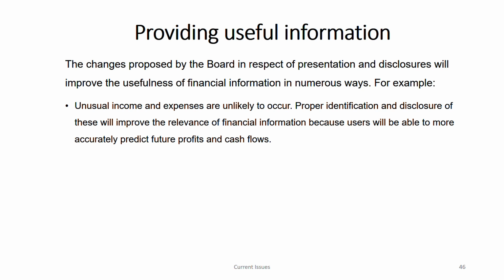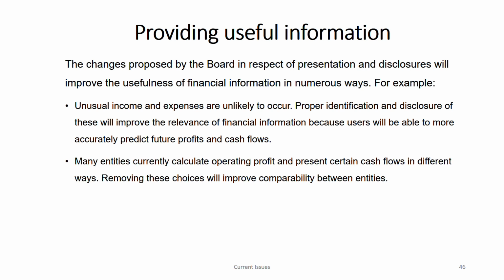Unusual income and expenses. If there is any unusual income and expense, we know it is very unlikely that it will occur again. So you need to properly identify whether it is unusual income or expense, and after you identify, disclose it. Once you have identified and disclosed it, it will improve the relevance of that financial information for the user, and now they can better predict the future profits and cash flow.